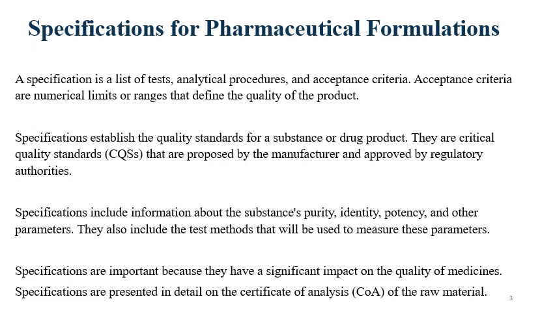Specification is a list of tests, analytical procedures, and acceptance criteria. Acceptance criteria are the numerical limits or ranges that define the quality of the product. For example, the specification of assay. The assay limit should come within a certain range, that is 90% to 110% for some markets and 95 to 105% for some markets.